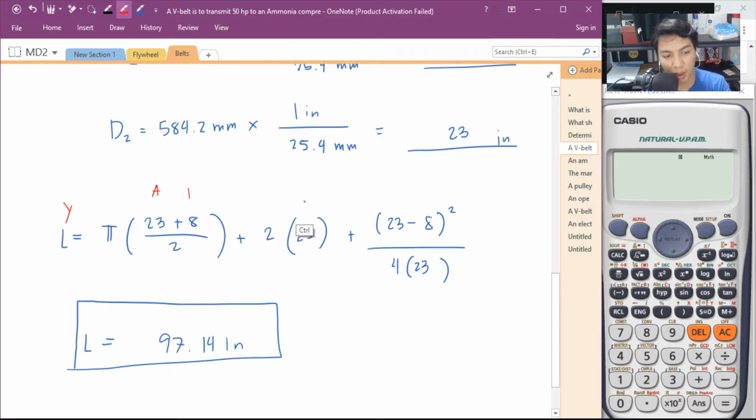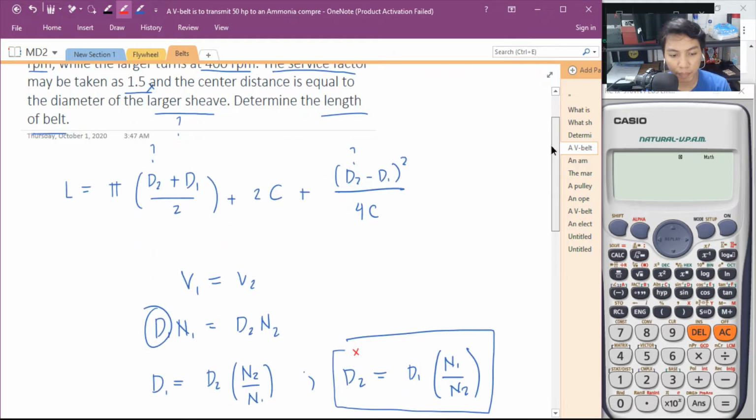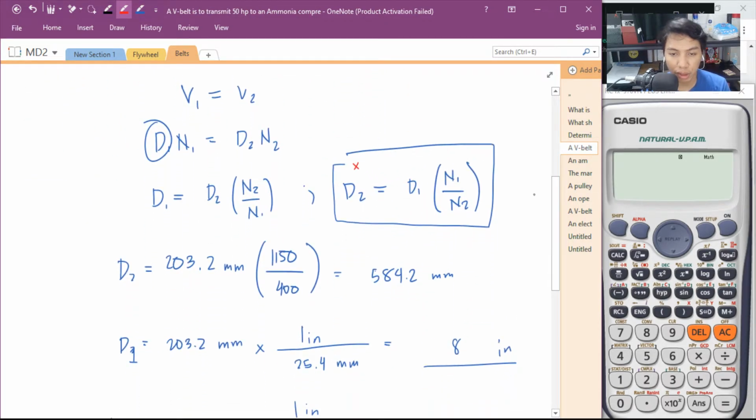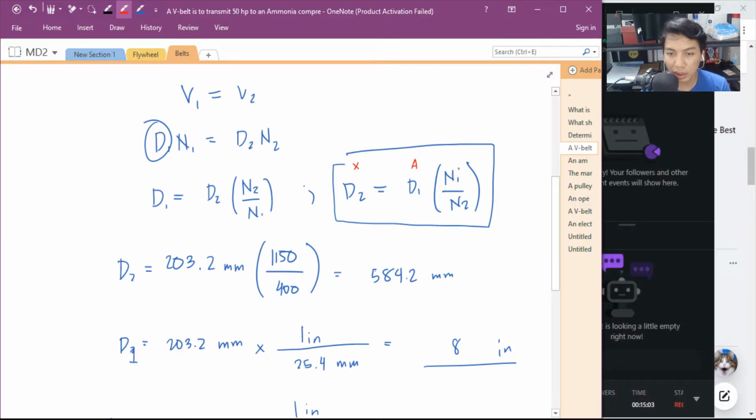Hindi. Anong una mo palang sinolve? Okay. You let this as, asan yun? You let this as A. You let this as. Yung hindi natin ginamit, yung D, tsaka E. D and E.